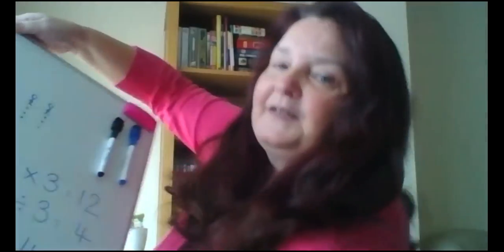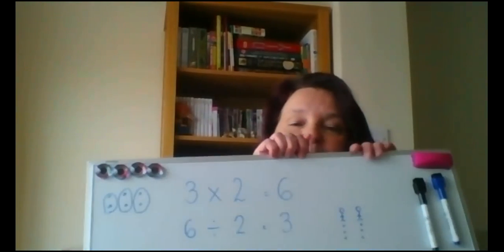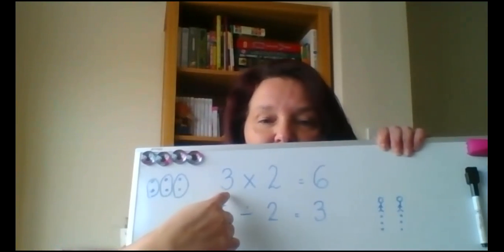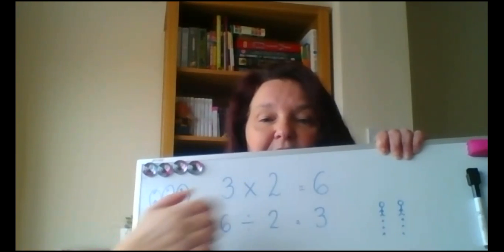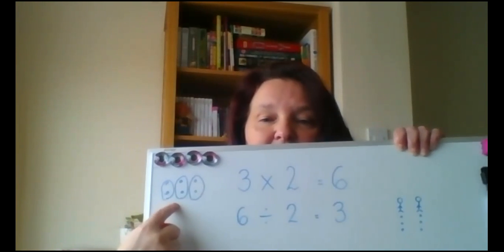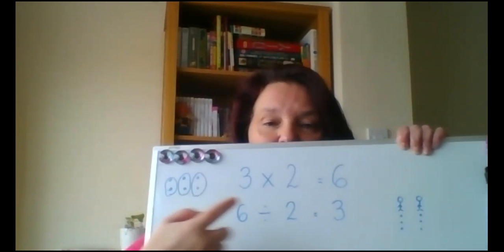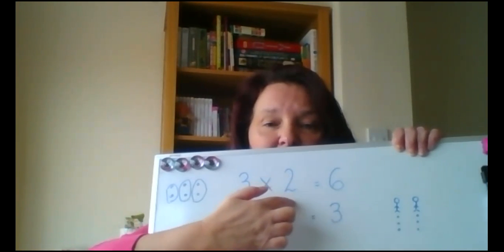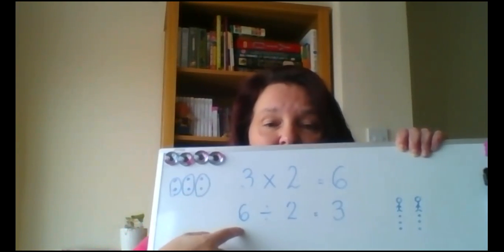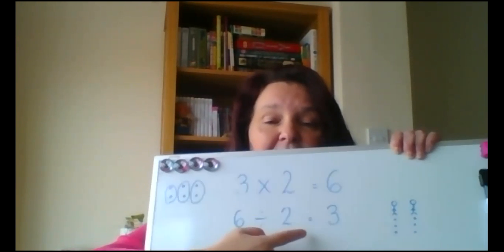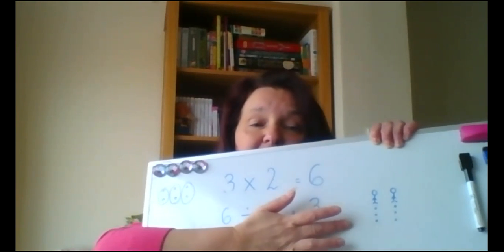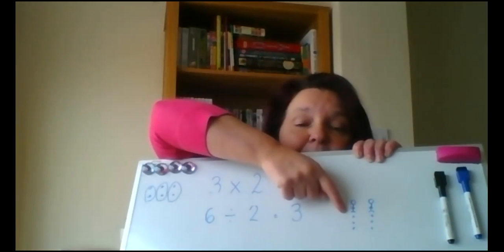Okay, I've written some things on my board here. So if I've got 3 times 2 equals 6, I know that, look, 3 groups of 2, I can just swap them over. So 6 comes at the front, 6 shared by 2 equals 3, and I can check it out there. I've got my 2 people and they've got 3 things each.